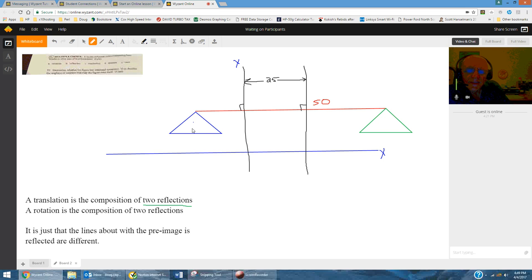If I reflect this triangle over the first line, I'll call it L sub 1, I'll kind of flip it. I don't slide it, I flip it over this line. I reflect it over the line. And then if I reflect that image over this line, the second line, L sub 2, I will get this image. So that's why we say a translation is the composition of two reflections, but it's got to be over the right kind of lines.